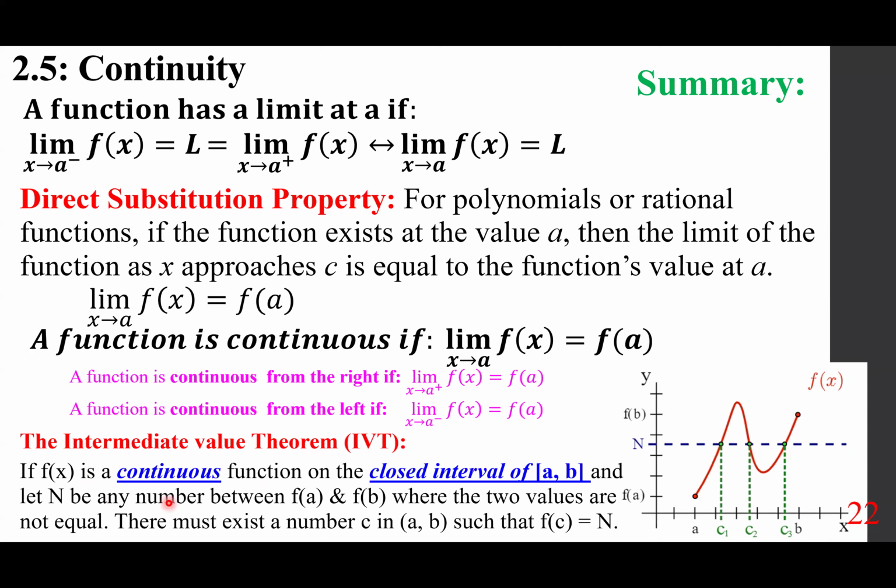And let n be any number between f of a and f of b, where n is some number in between, where the two values are not equal. f of a is just different than f of b. In this case, more specifically, f of a is less than f of b. There must exist a number c in the interval of a to b such that f of c equals n. In other words, if you have a continuous function that has two different functional values, it must cover every functional value in between because it's continuous, including n.